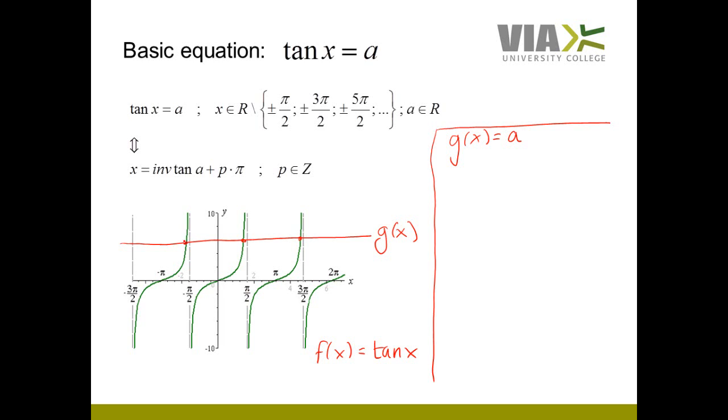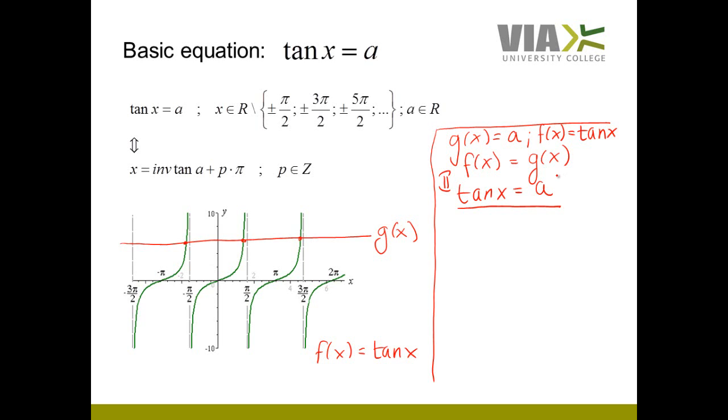All these intersection points will be when the function f(x) is equal to the function g(x). Since f(x) is defined as tangent x and g(x) is defined to be equal to a, if we can solve this small equation here, then we will exactly find these intersection points between the two graphs for f(x) and g(x).